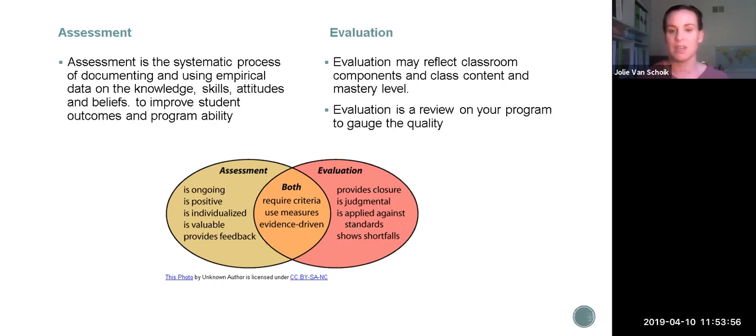So it typically is somewhat objective, but it is also judgmental. So typically you can have a passing grade, or you can have an A, B, C, D, something like that. So there is kind of a judgment at the end, and it's typically applied against standards as well. And we'll go into standards and quality in a little bit. And sometimes it can also show your shortfalls, your vulnerabilities, the weaknesses that you need to work on as well.